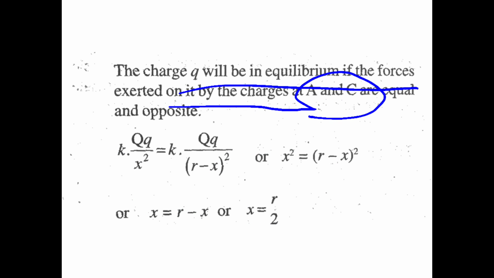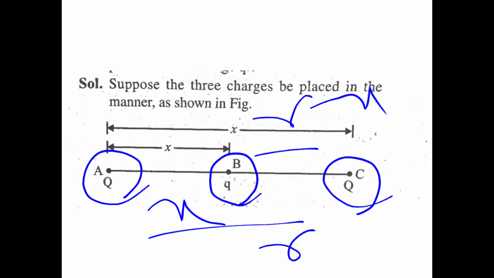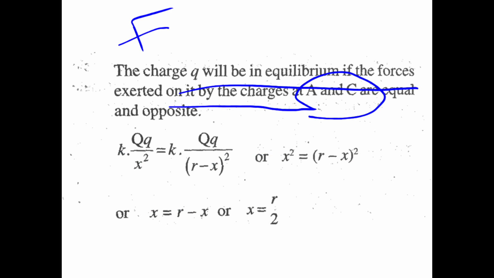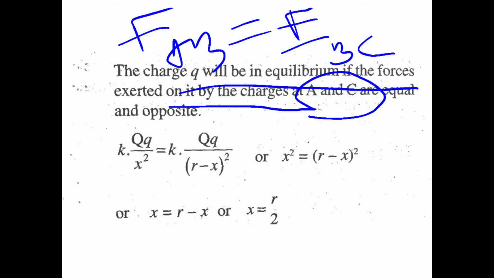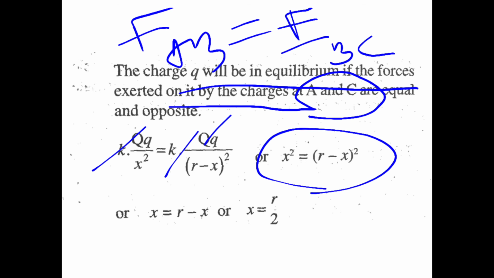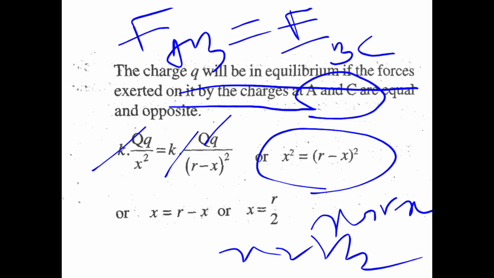We get k, that is F_AB is equal to F_BC. By solving this, this is cancelled, this is also cancelled. x is equal to r minus x, so x is equal to r by 2. This is the midpoint.